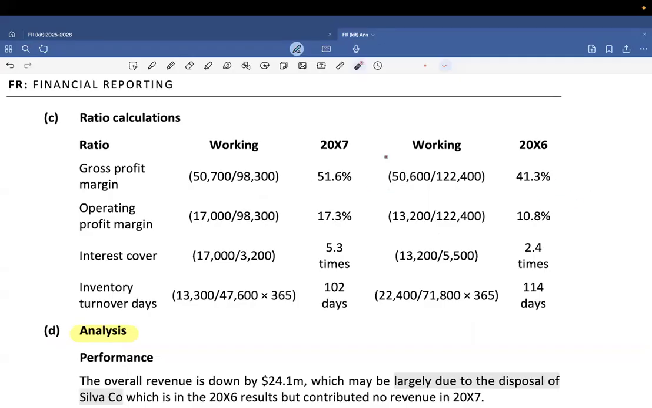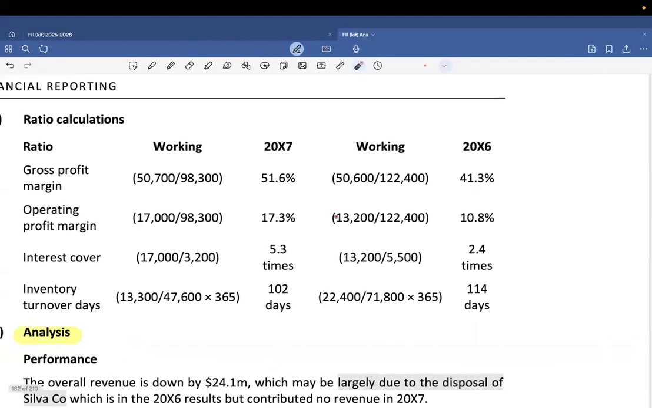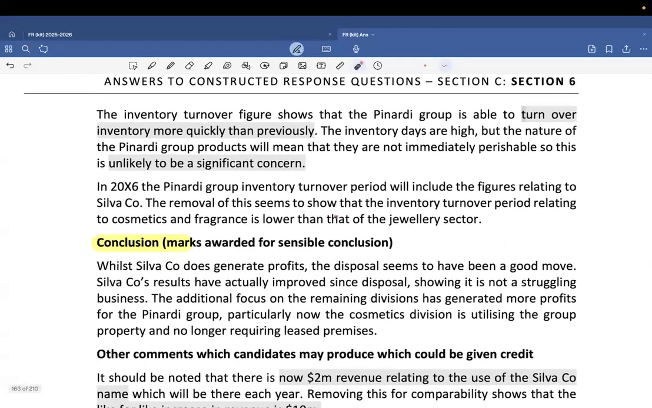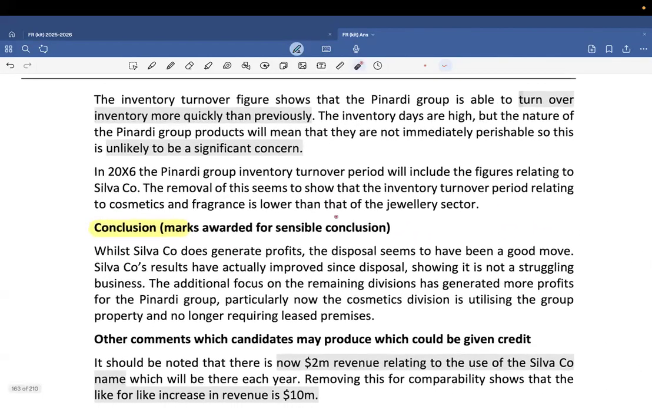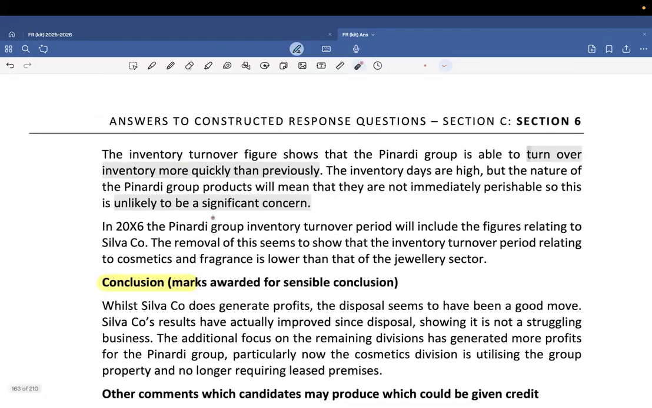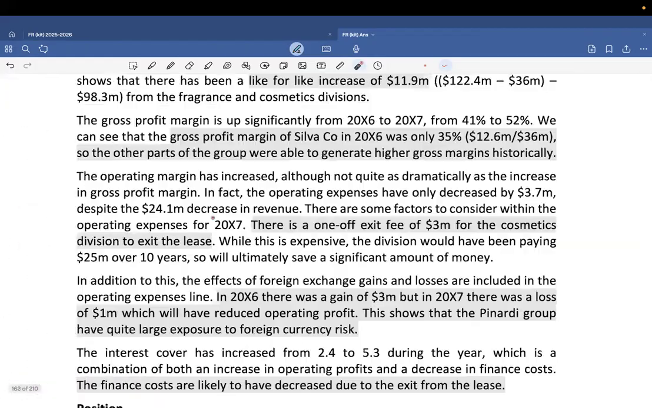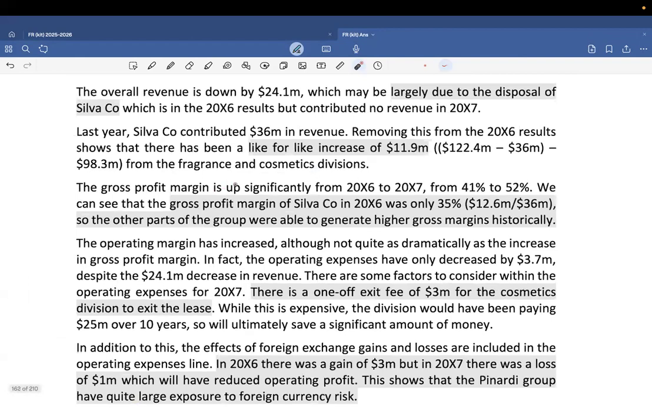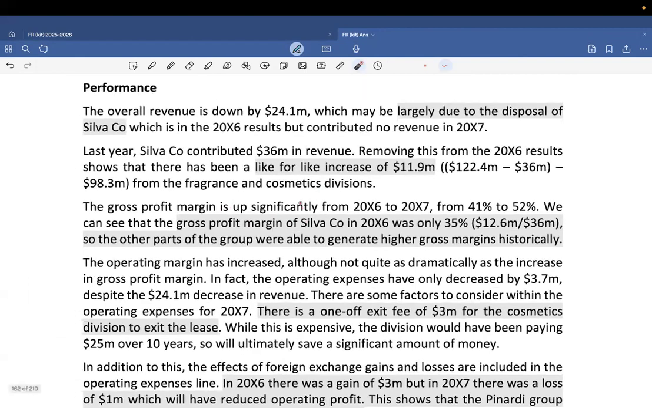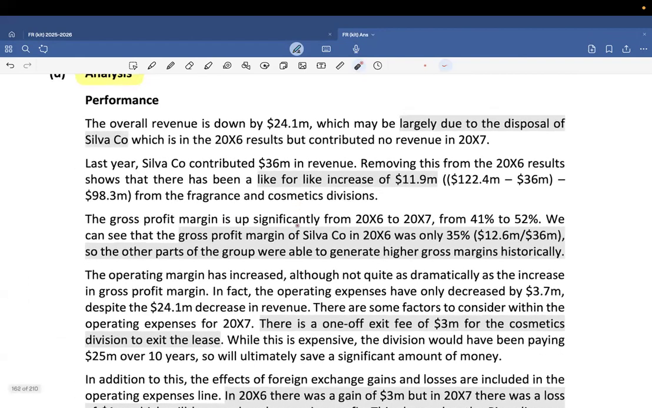So from 2006 to 2007, it actually increased, right? But there is a catch. Let's see. The gross profit margin has gone significantly up, right? From 2006 to 2007, from 41 percent to 52 percent.